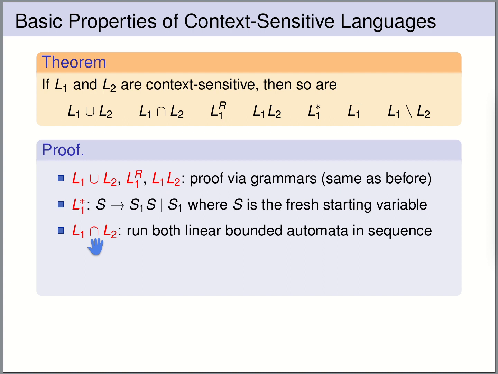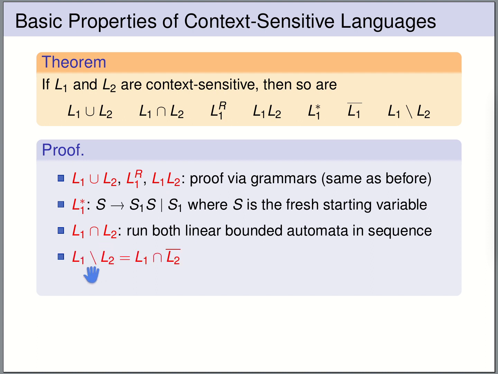For the intersection, we may assume that we have linear bounded automata for L1 and L2, and we simply run them in sequence. So we take some input word, we first check whether our first automaton accepts the input word. If the first automaton accepts, then we run the second automaton on the same input word. If the second automaton also accepts, then we accept. Thereby we only accept if both accept, so we have an automaton that accepts the intersection of the two languages.